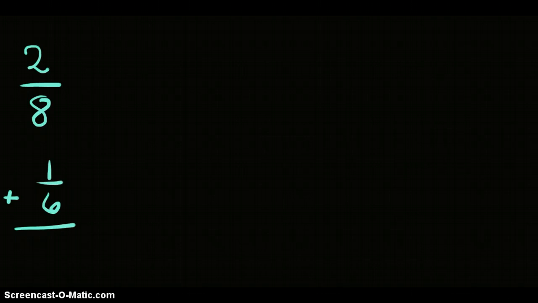That's easy to see that one is not a part of the other, right? One is not a factor of the other. So what are we going to do? One thing that you can do is what I call the chart method, and let me show you how that works. I'm going to set up a little chart using our denominators, 8 and 6.